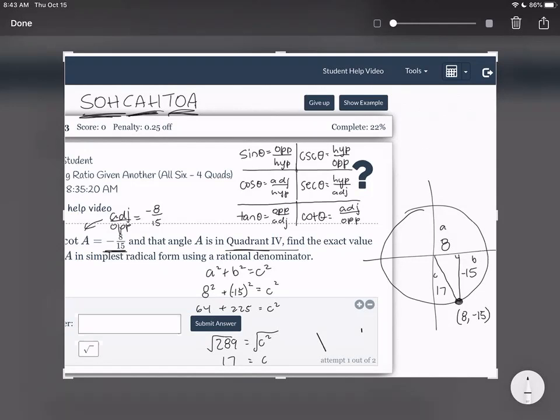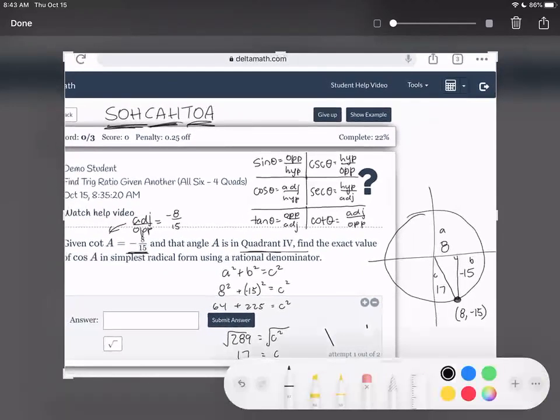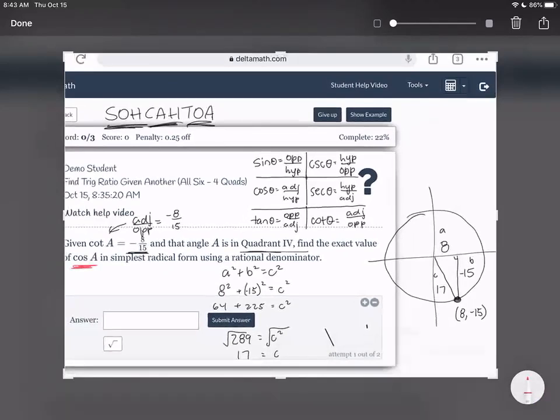Now I can't remember which trig function they wanted. Okay, cosine, that's what they wanted. Cosine A, so according to our SOHCAHTOA or our chart, whichever one you prefer, cosine is adjacent over hypotenuse. We have to find our adjacent over here, because we're talking about this angle. So our adjacent is 8, and our hypotenuse is 17. Notice that this is made of both positive numbers, so we have a positive 8 over 17 as our final answer here. Any questions on this one?